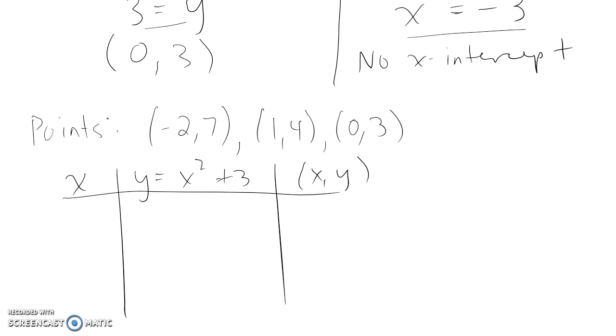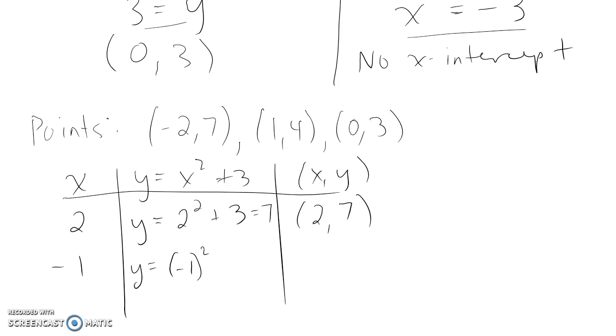Let's plug in a 2. If I plug a 2 in for x, I'm going to get 2 squared plus 3. 2 squared is 4, plus 3 is 7, so I end up with the point (2, 7). I'm also going to plug in the x-coordinate negative 1. Negative 1 squared plus 3, well that's 1 plus 3, which gives me 4. I could plug in any x values that I wanted to.